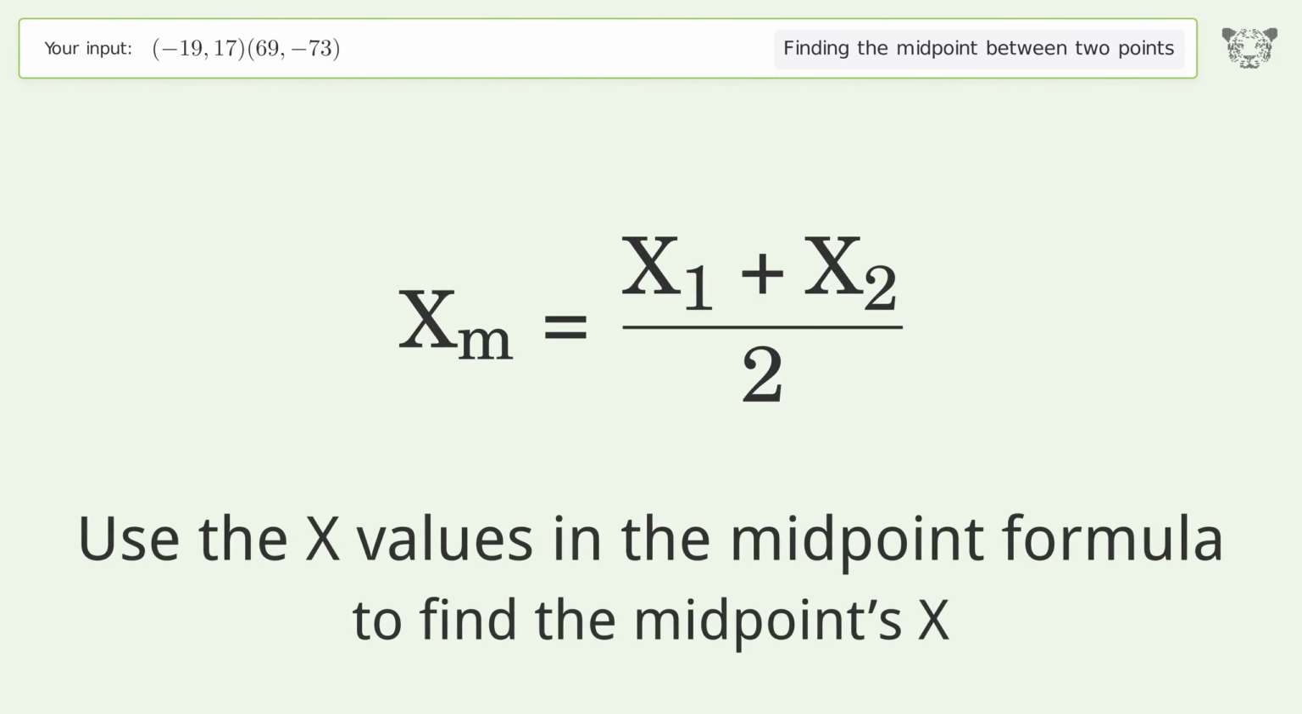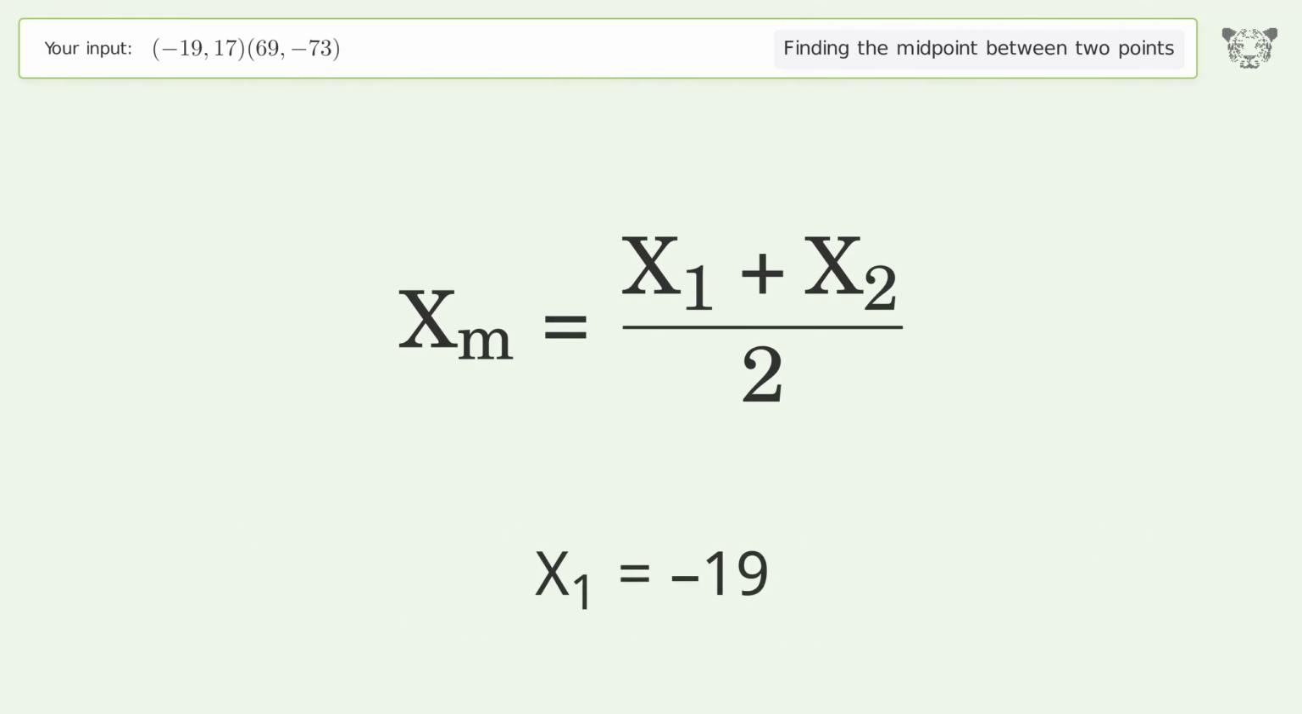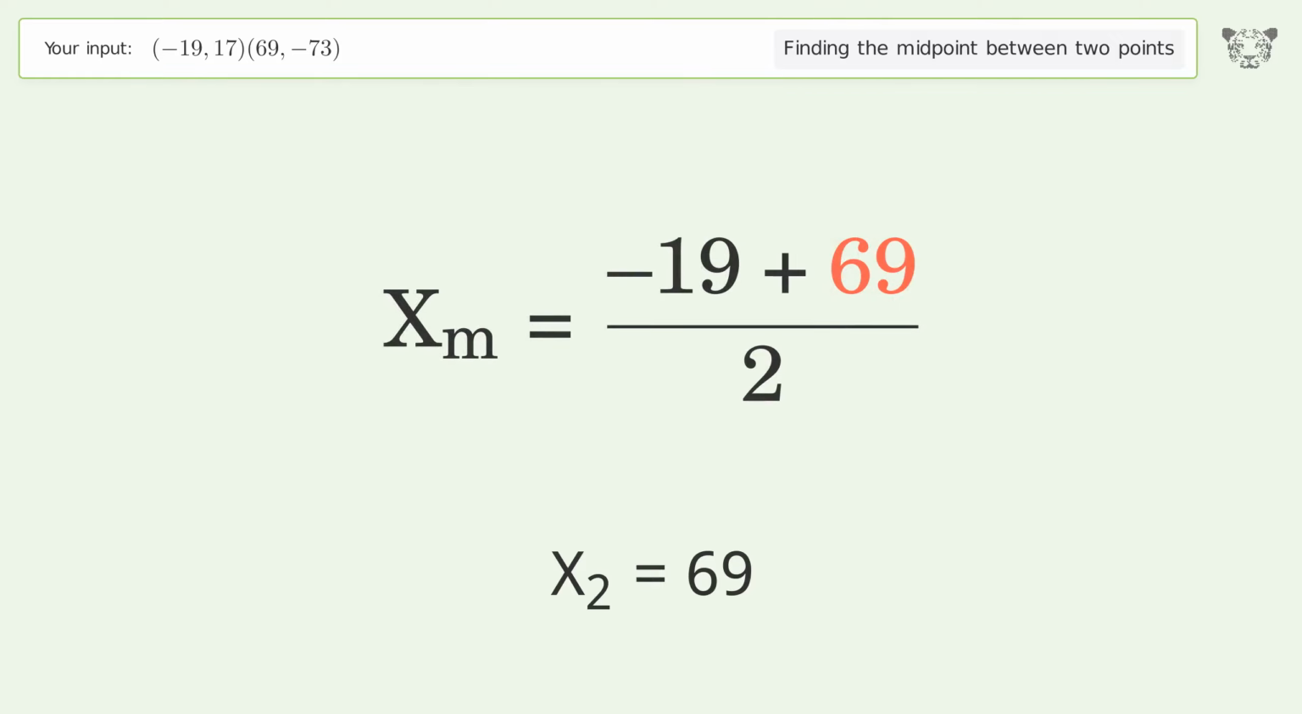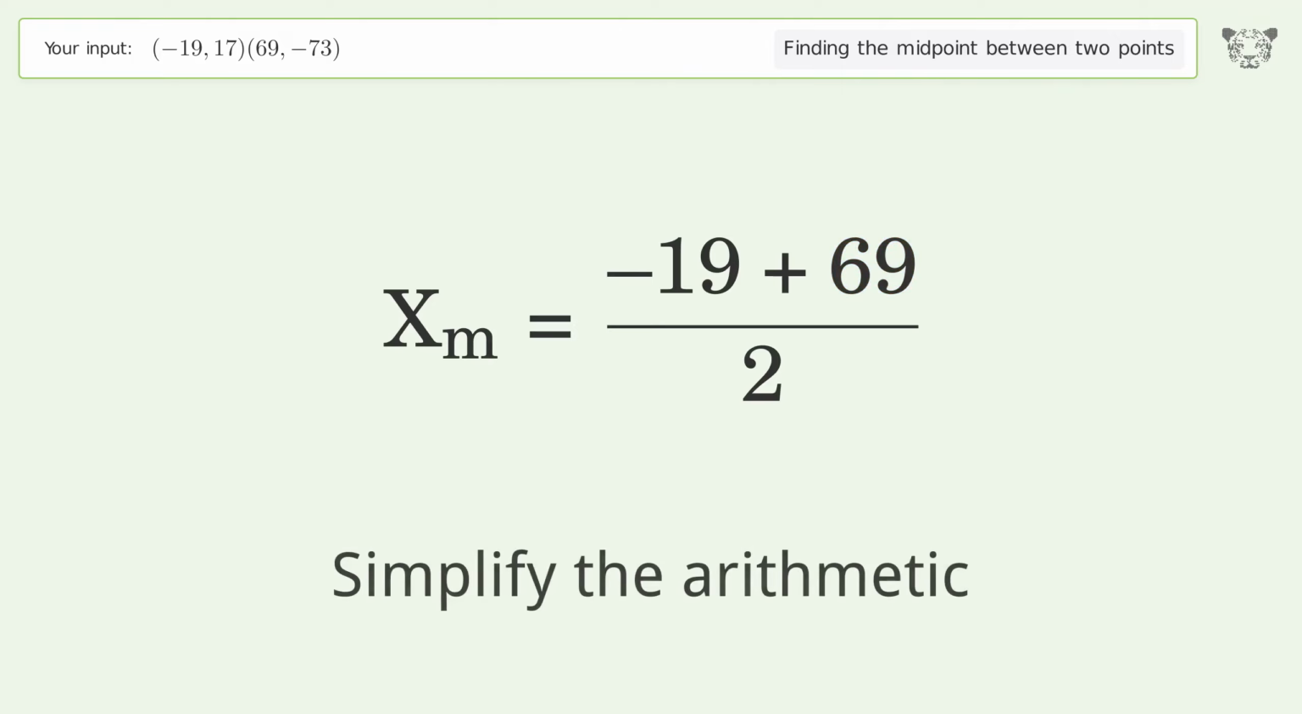Use the x values in the midpoint formula to find the midpoint's x. x1 equals -19. x2 equals 69. Simplify the arithmetic.